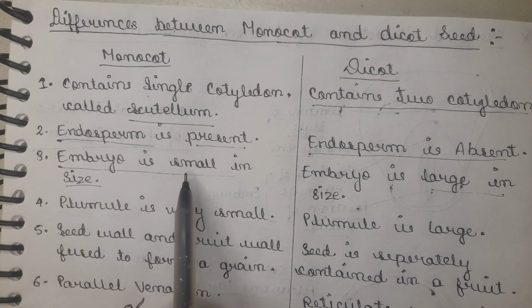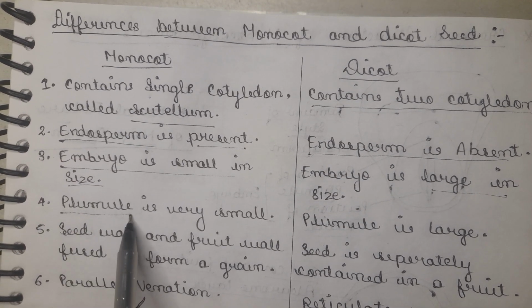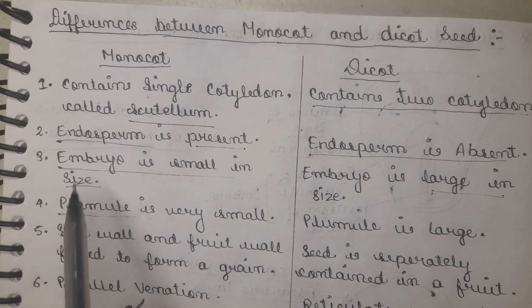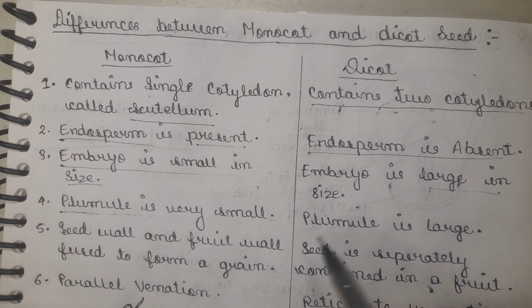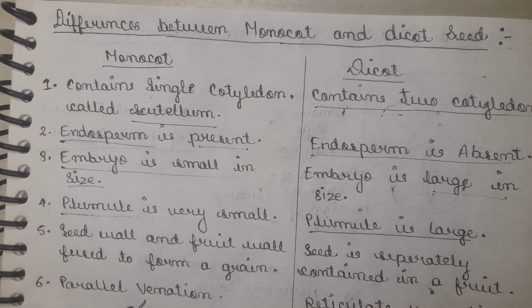Now if the embryo is small in the monocot, then the plumule is also very small. As the embryo is small, the plumule, which is a part of this embryo, is small. On the other side, in the dicot, the plumule is large in shape and size.